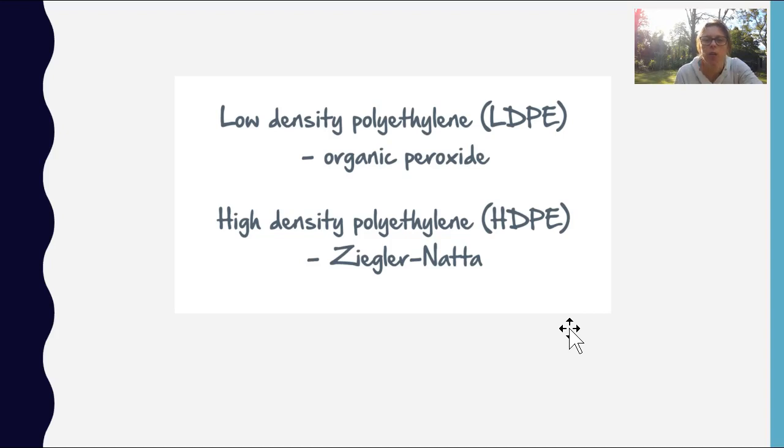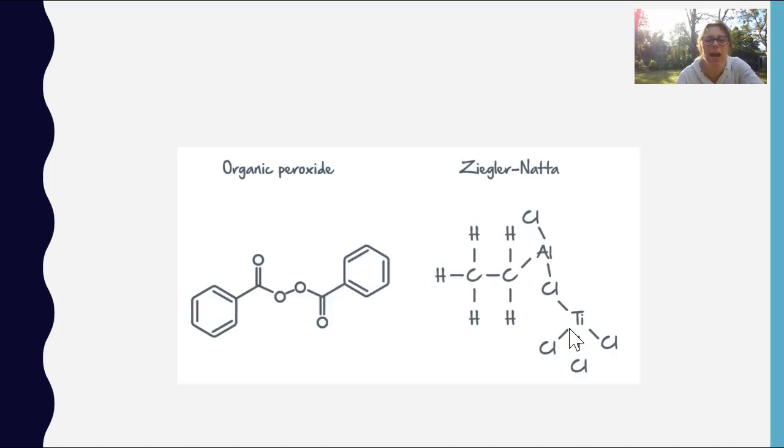So we said that we weren't going to focus too much on the process itself, but it may just be helpful to know there are two catalysts that allow this reaction to occur. And for low density polyethylene, they use an organic peroxide, and for the higher density one, they use the Ziegler-Natta catalyst. And just out of curiosity, and I wouldn't expect that you know it, but maybe be familiar with it, here's our organic peroxide structure and our Ziegler-Natta structure.